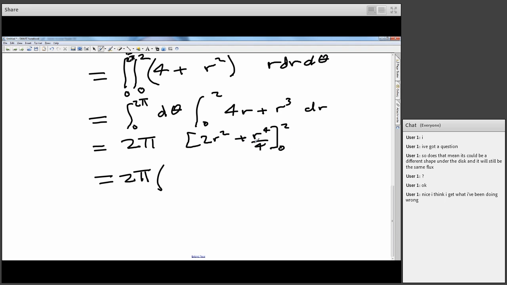So at 2, you're going to get 8 plus 4, which gives you 12. So 24 pi, I think, is the answer.